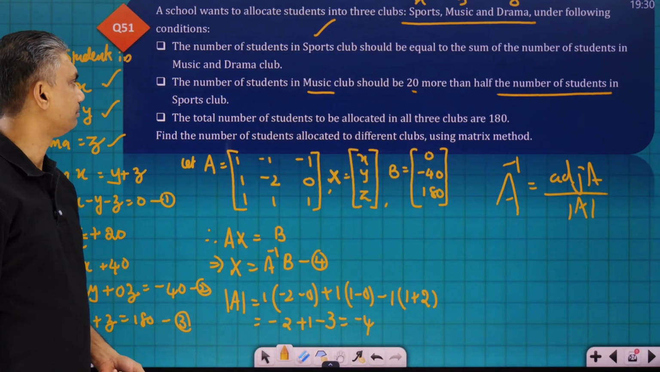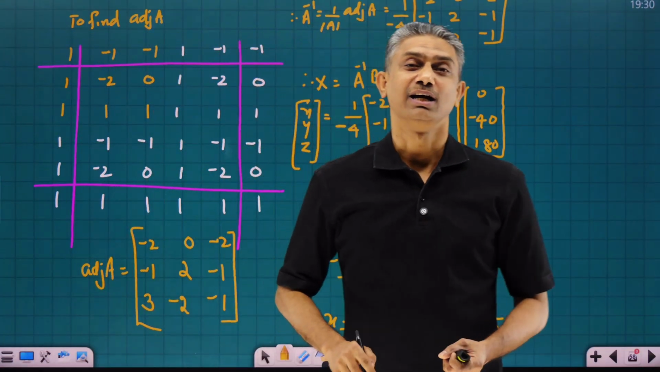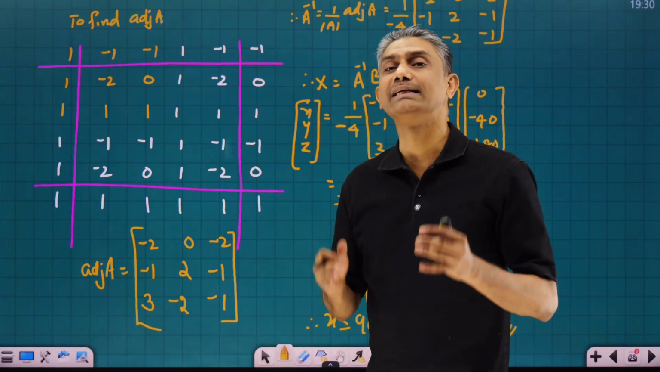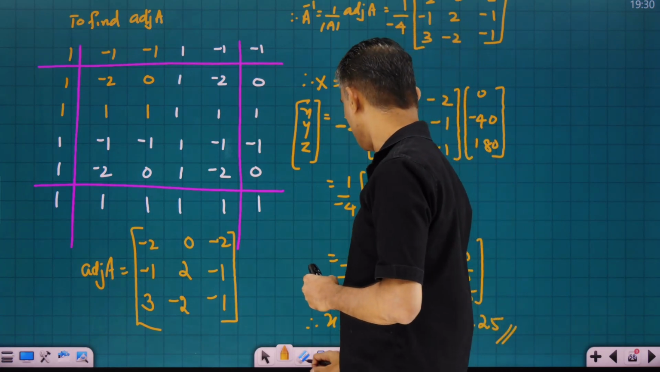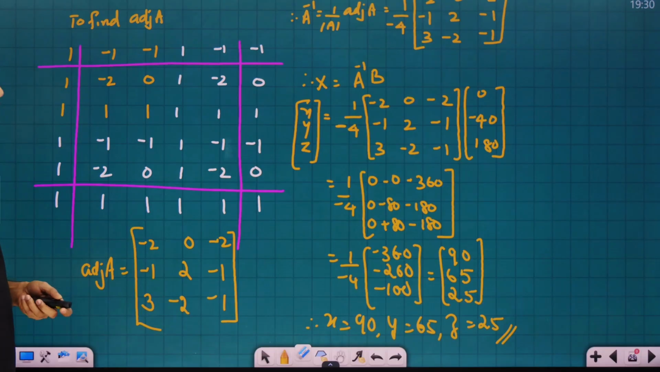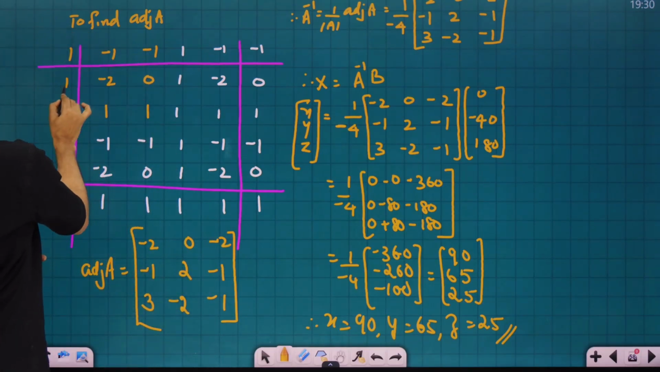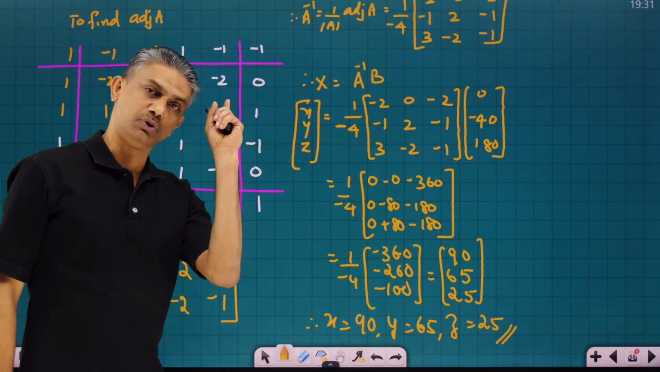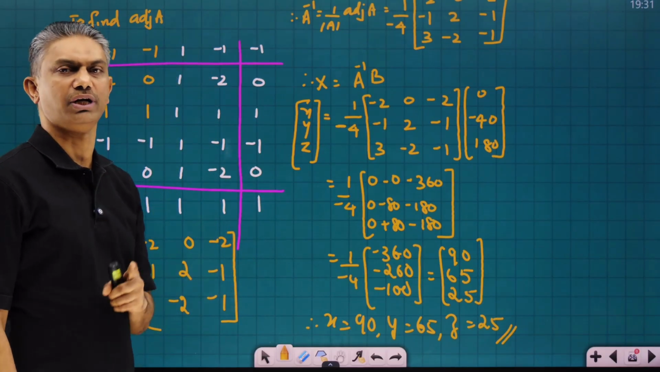Now let's see the adj A. To find adj A, you have studied many methods. I will give you a very easy method to get adj A. You just write all the three columns of A: 1 minus 1 minus 1, 1 minus 2 0, 1 1 1. You studied the shortcut method. If you don't have it, you can watch the previous videos of 2023 and 24.